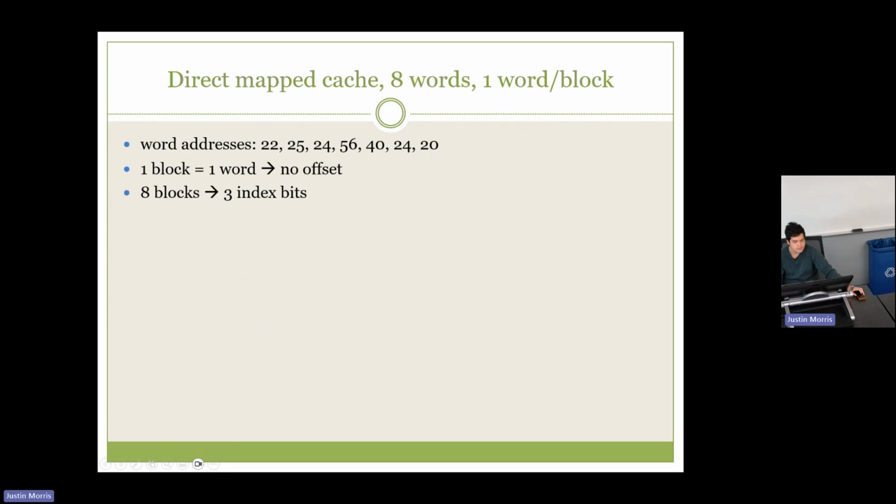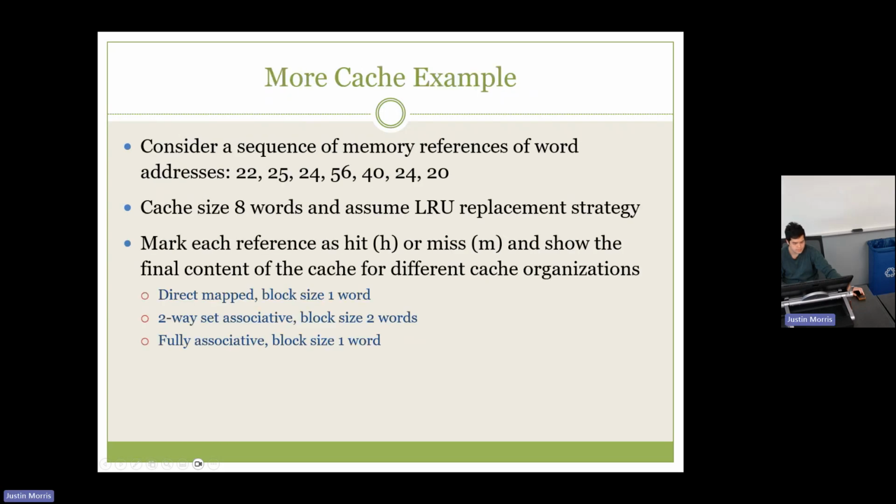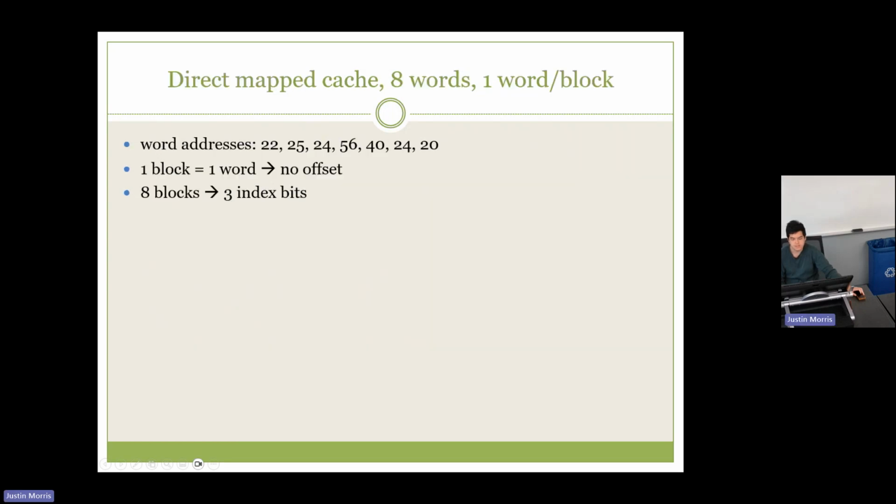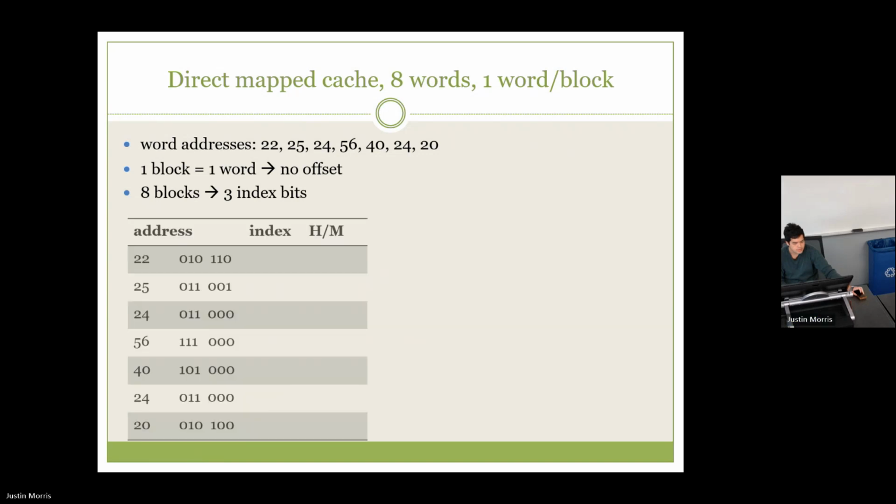All right, so here is our direct map cache. We have these word addresses. We have 1 word blocks. So we have, and what was our cache size? 8 words. Yeah, 8 words. So we have 8 different places in our cache. So that means 3 index bits. Okay. 2 to the 3 gives me 8. All right. So let's go through these.